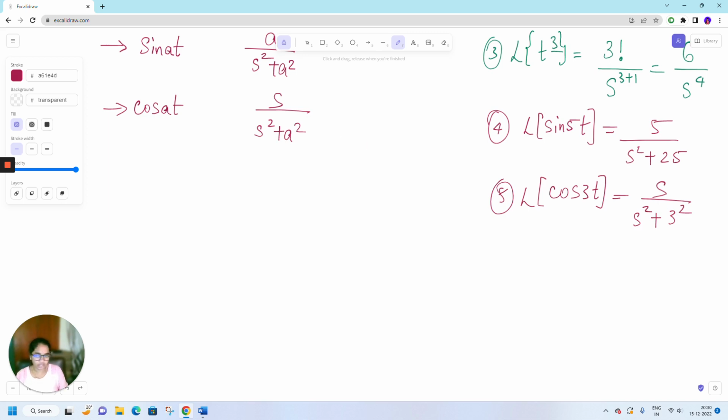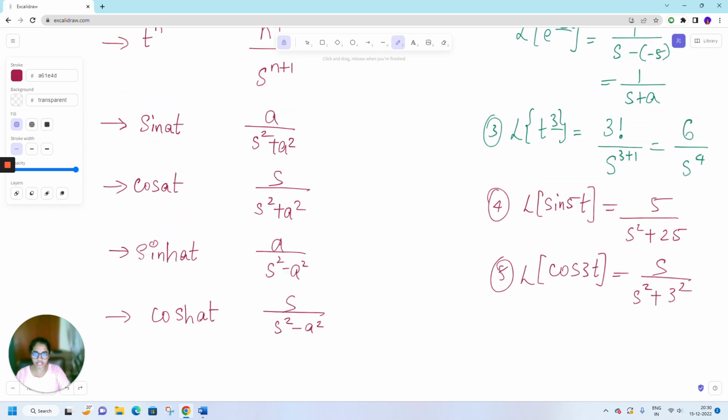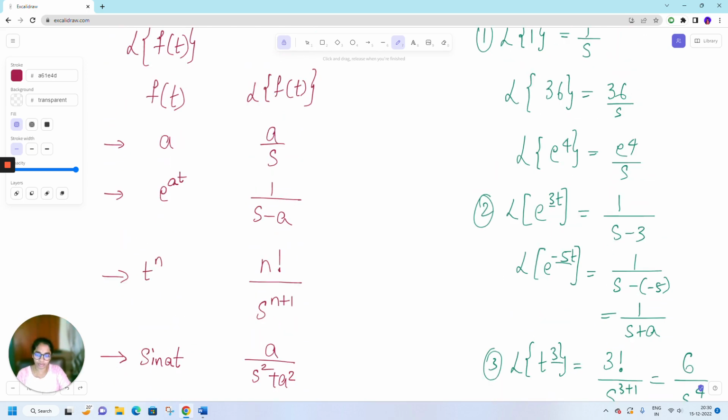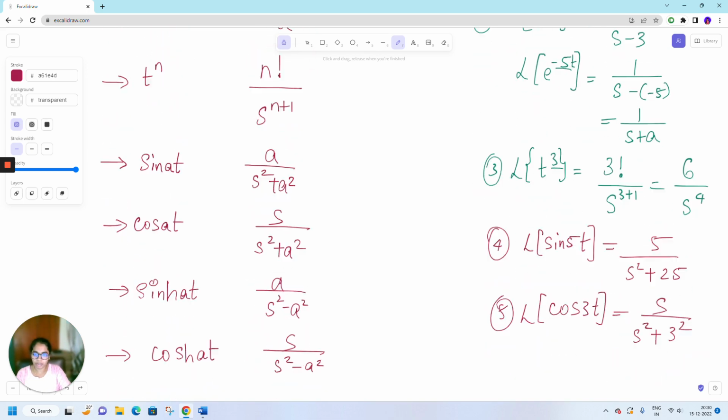Moving on, our next formula is the Laplace of sine hyperbolic at. If f of t is sine hyperbolic at, then the formula is a divided by s square minus a square. And the Laplace transform of cos hyperbolic at is s divided by s square minus a square. So these are some basic formulas of Laplace that you should know. Let me take a problem now.